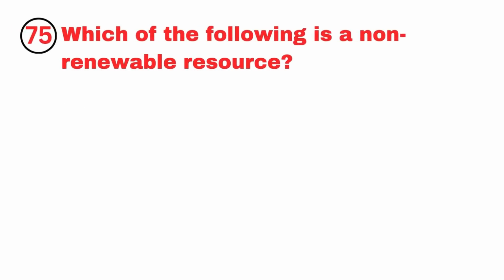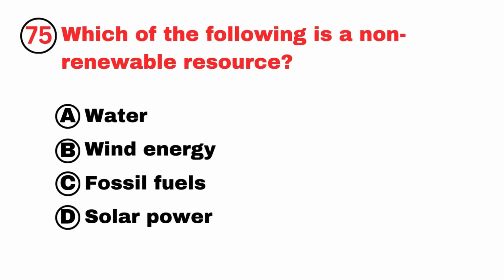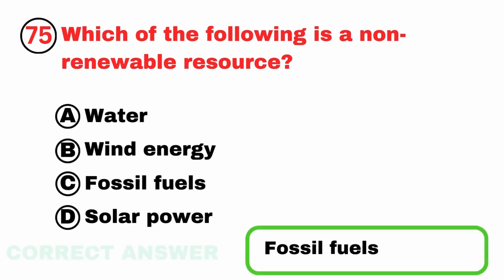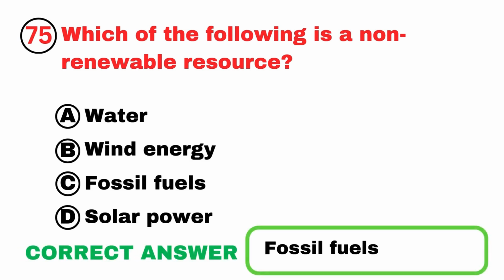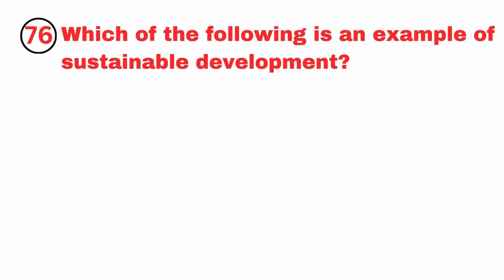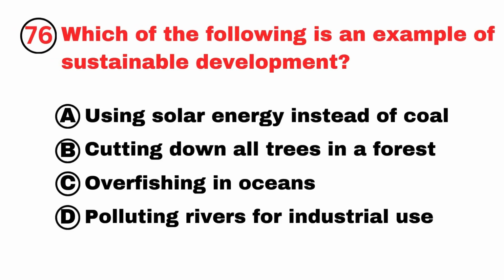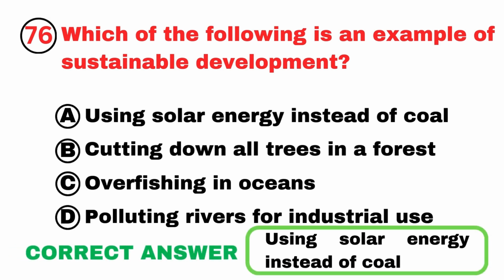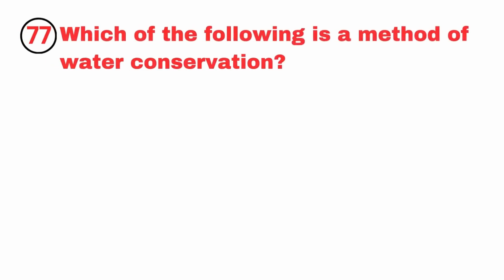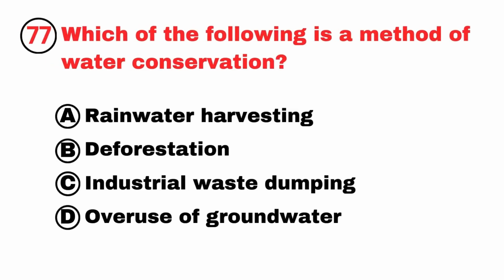Which of the following is a non-renewable resource? Fossil fuels. Which of the following is an example of sustainable development? Using solar energy instead of coal. Which of the following is a method of water conservation? Rainwater harvesting.